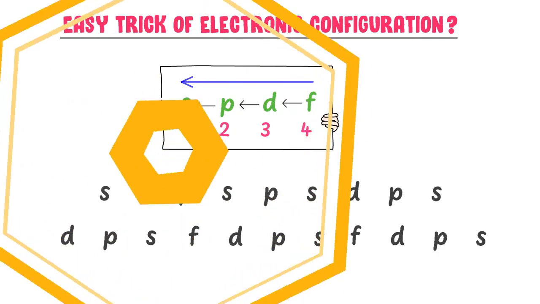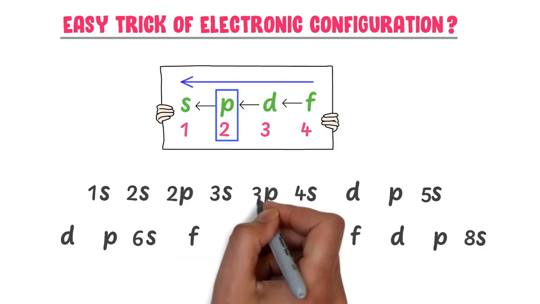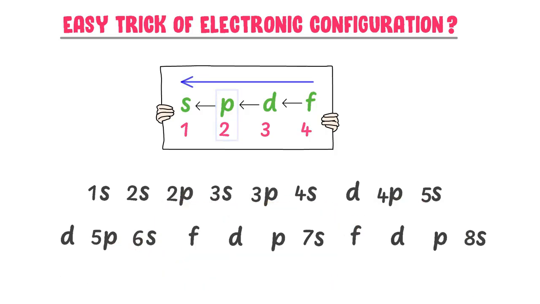Now listen carefully. S is the first orbital, so start numbering S orbitals from 1. Hence 1s, 2s, 3s, 4s, 5s, 6s, 7s and 8s. P is the second orbital, so start numbering P orbitals from 2. Hence 2p, 3p, 4p, 5p, 6p and 7p.